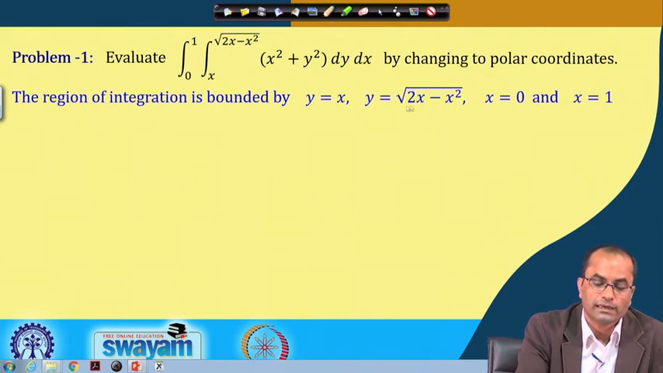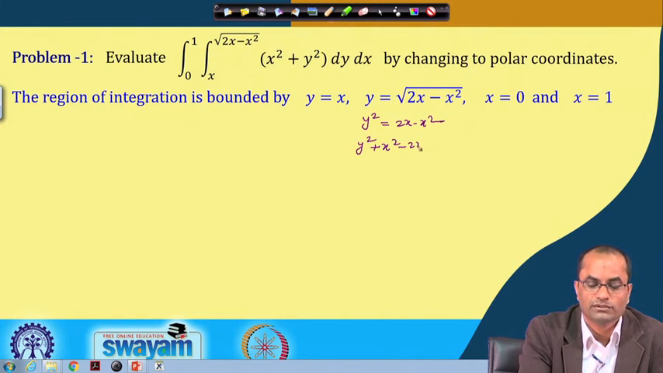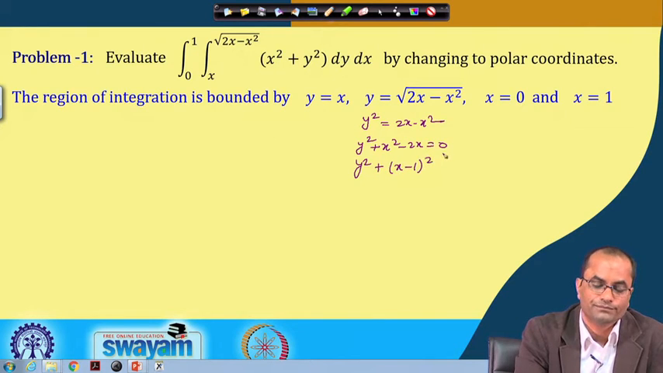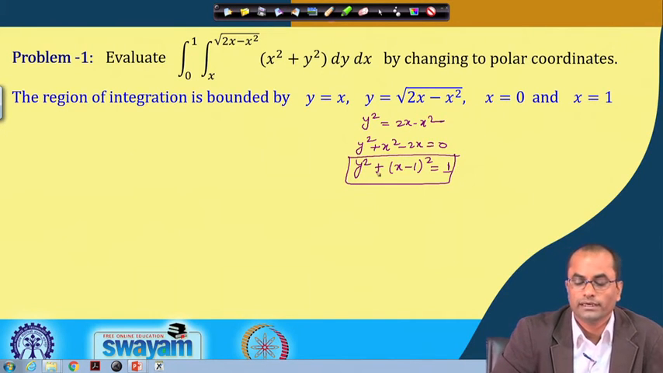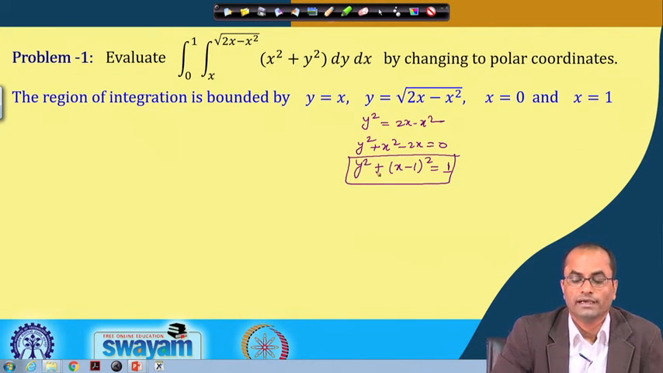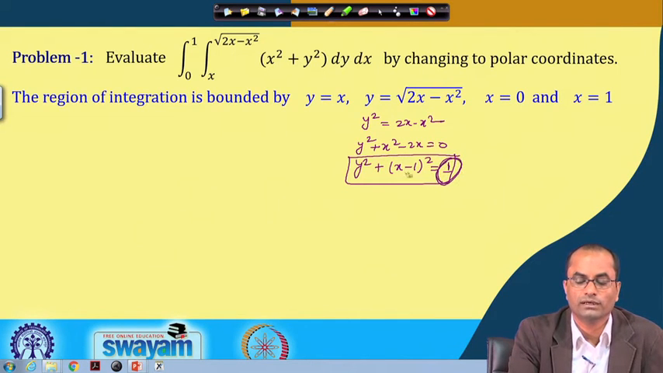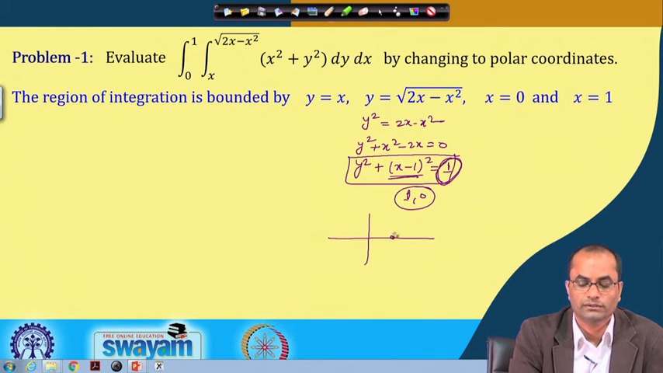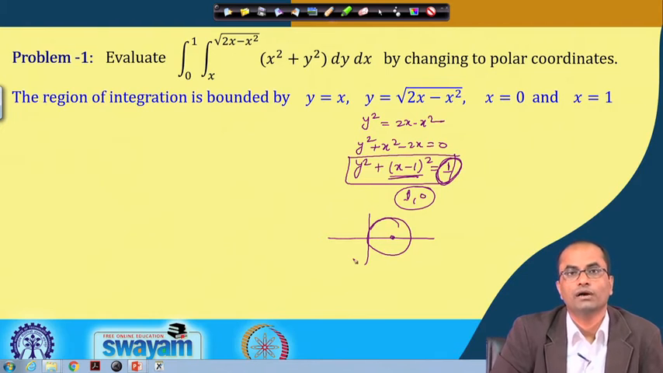And what is exactly this one? This is y square is equal to 2x minus x square. So, this is y square plus x square minus 2x is equal to 0. So, we have y square plus x minus 1 whole square; we get minus 2x, we get x square and we get 1, so that will be compensated by the 1 there. So, this is y square plus x minus 1 whole square is equal to 1. So, a circle of radius 1 and center at 1, 0. So, it is a shifted center at this 1, 0 and the radius 1 there.